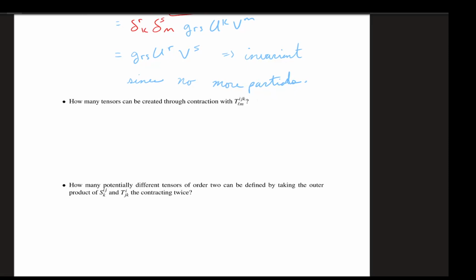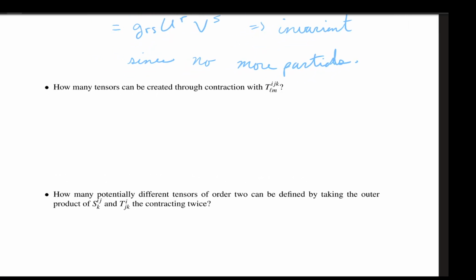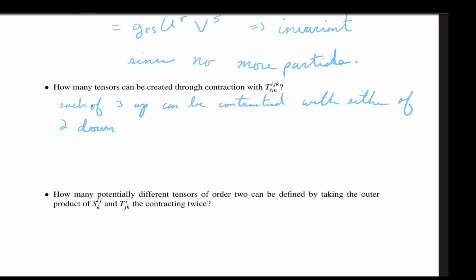How many tensors can be created through contraction? Well, I have 3 options up and 2 options down, so each of the 3 up can be contracted with either of the 2 down. So 3 times 2, which is 6 contractions.